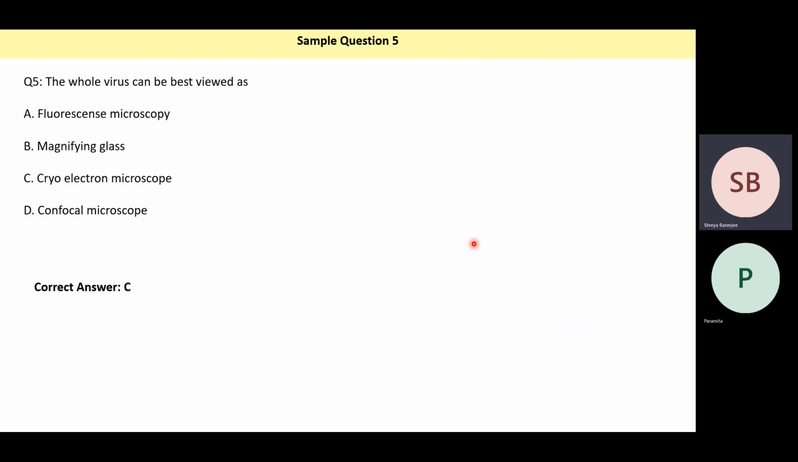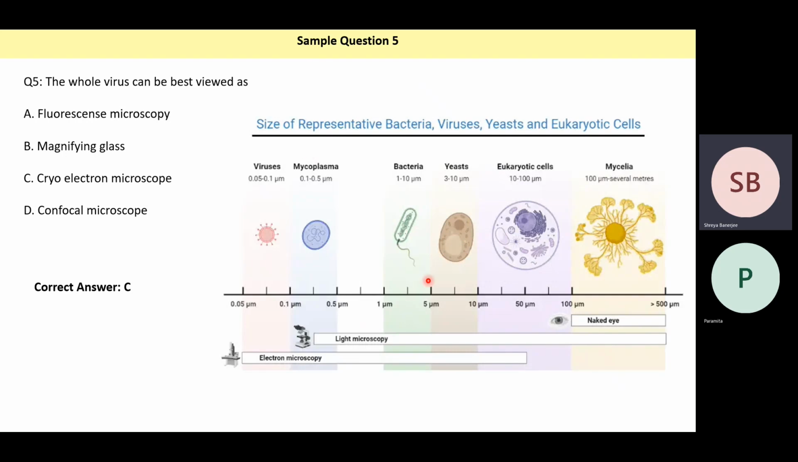So the correct answer is cryo-electron microscope. So if you look at the limits of the different observation techniques, the limit of the naked eye is 100 micrometer. The limit of light microscope is around 0.25 micrometer, whereas the electron microscope can observe up to 0.05 micrometer.